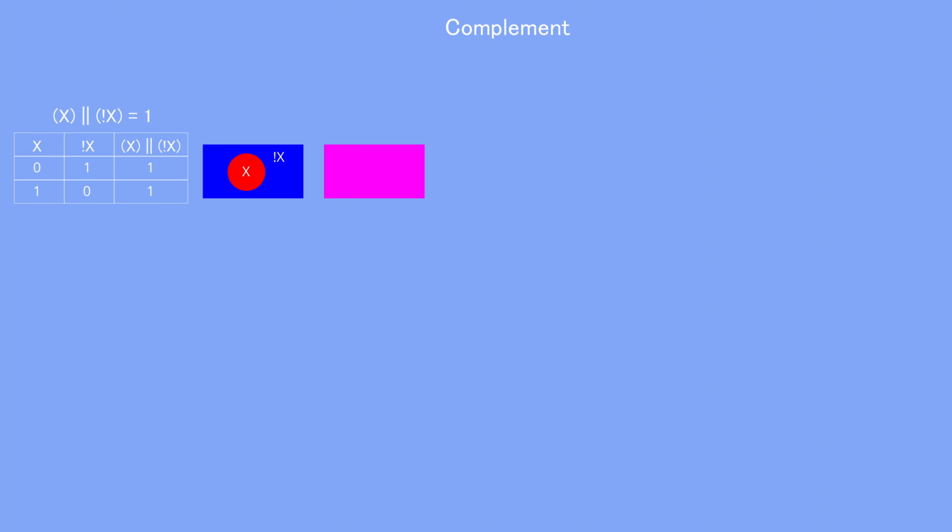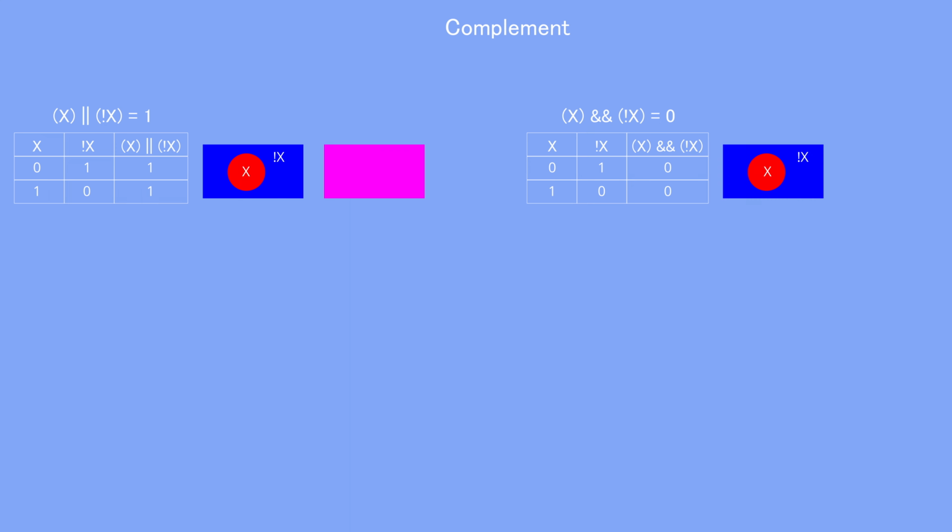The second law: x and not x equals false. Not false equals true. False and true equals false. Not true equals false. True and false equals false. X and not x is nothing.